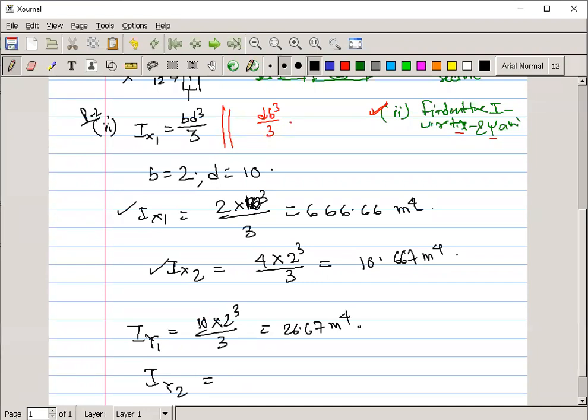Now, can anybody tell me, do we have to use the same formula for finding out I of y2? Two into four cube by three. No, we cannot use it for this case. Why not?